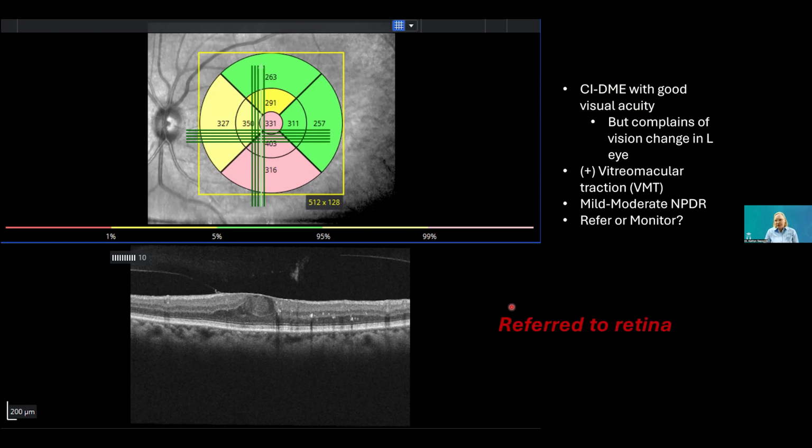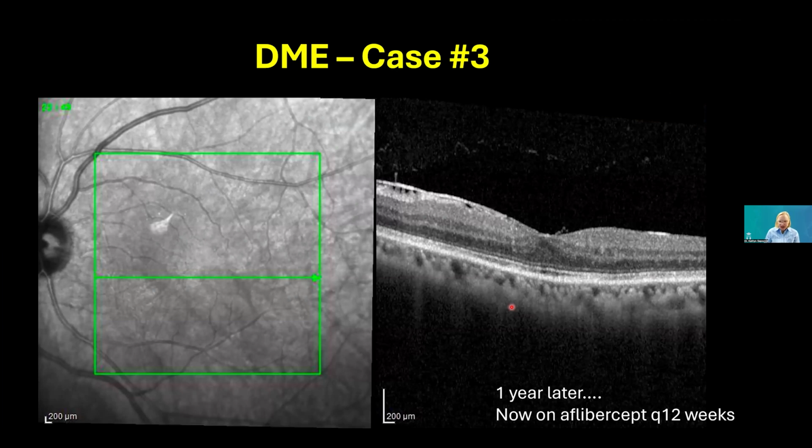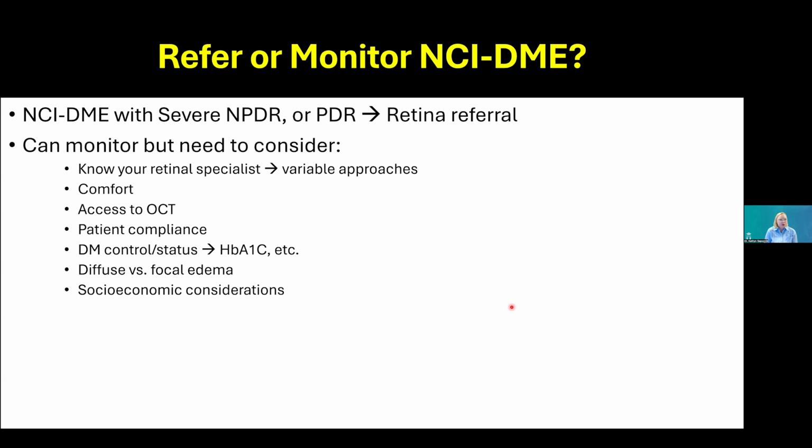So we went ahead and referred her to retina. She was treated for quite some time. About a year later, she's now on sort of this extended treatment of aflibercept, but she's doing quite well. Her retina is nice and flat and visual acuity has been preserved. So just refer, monitor non-center involved DME.